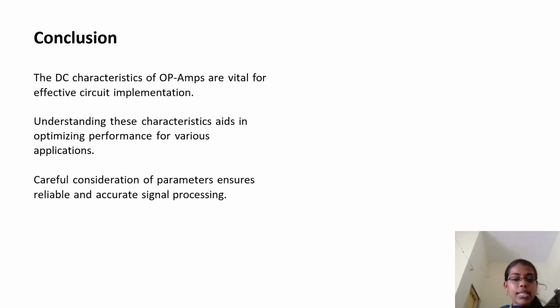Conclusion: the DC characteristics of op amps are vital for effective circuit implementation. Understanding these characteristics aids in optimizing performance for various applications. Careful consideration of parameters ensures reliable and accurate signal processing.